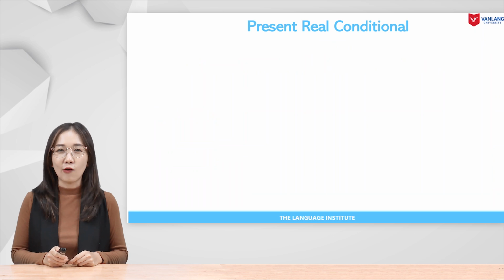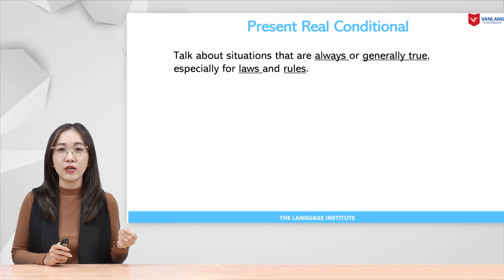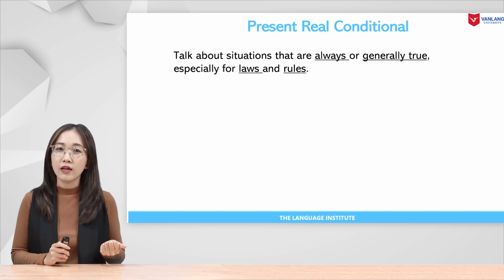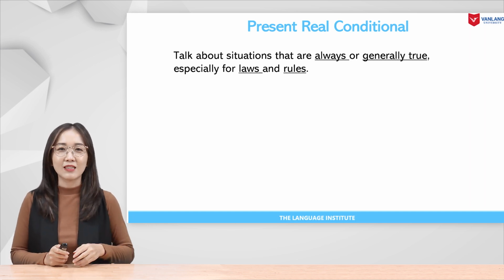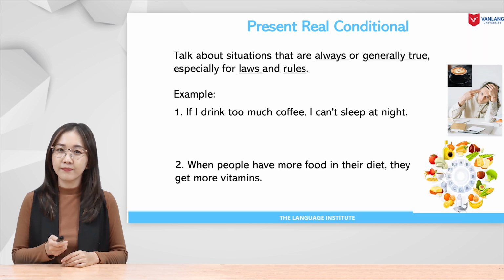Present real conditional. We use present real conditional to talk about situations that are always or generally true, especially for laws and rules. Let's look at some examples here. 1. If I drink too much coffee, I can't sleep at night. Or, when people have more food in their diet, they get more vitamins.